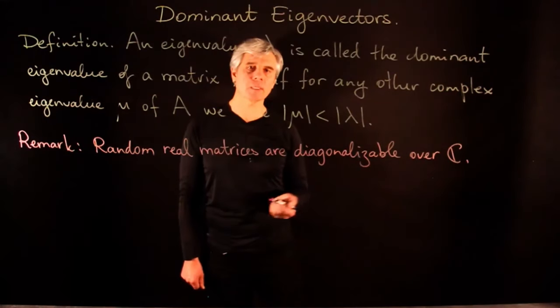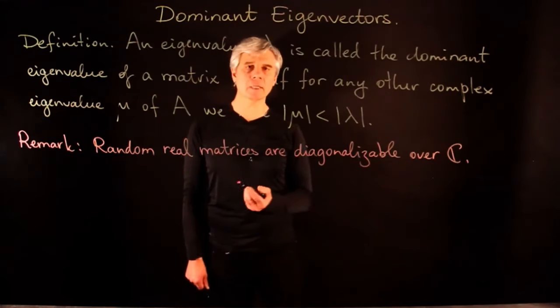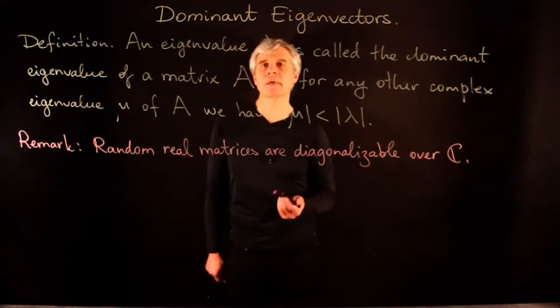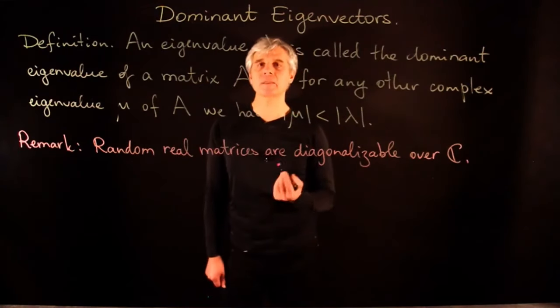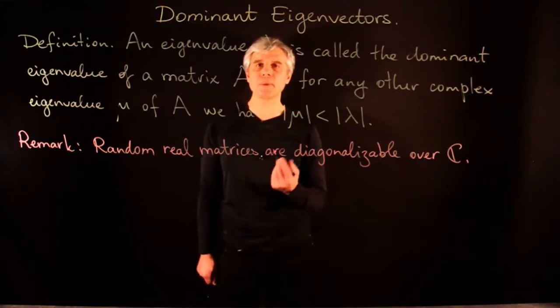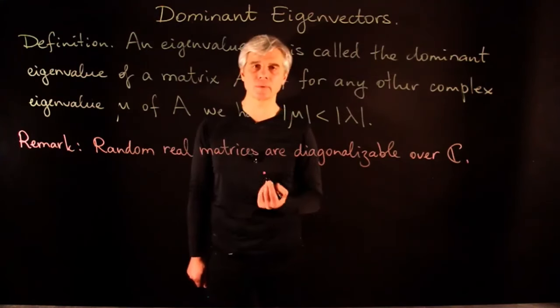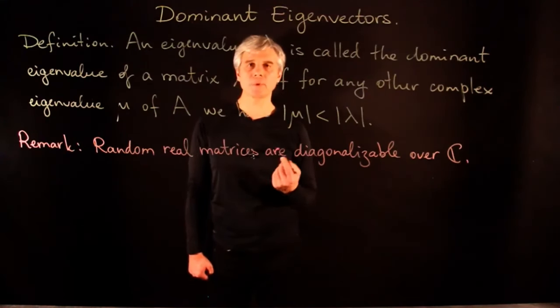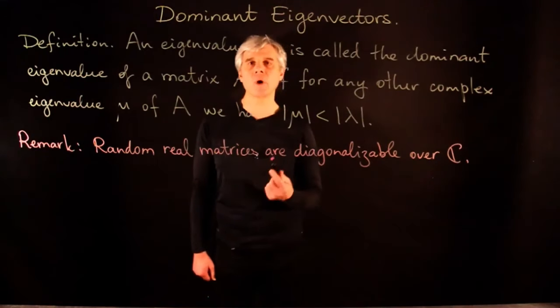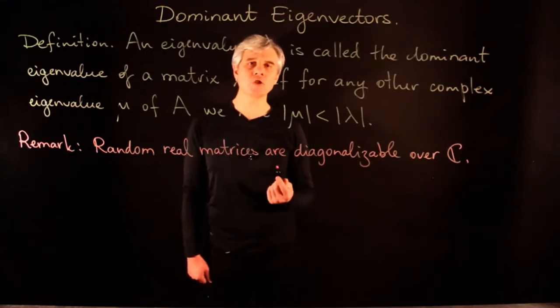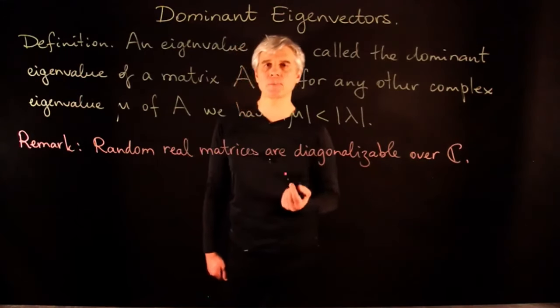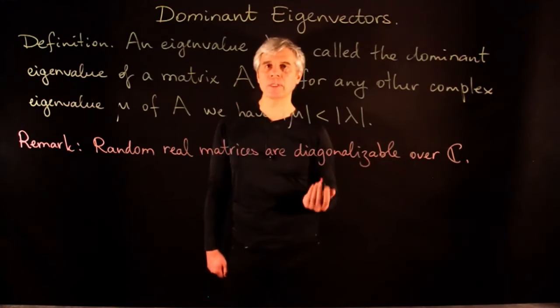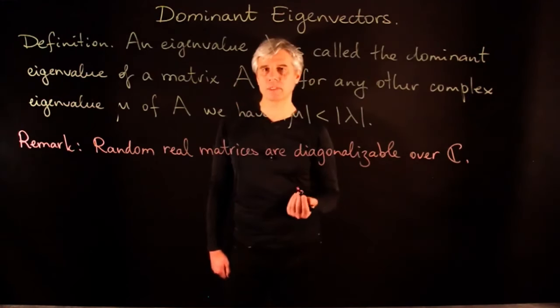The reason for this is that if we consider a characteristic polynomial of this matrix, then the probability that this characteristic polynomial will have multiple roots is equal to 0. And if we have a characteristic polynomial without multiple roots, then we will have one eigenvector for each complex root of the characteristic polynomial. And this will yield diagonalization of the matrix.